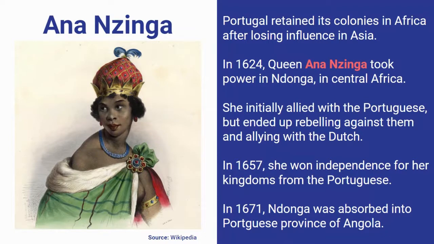In addition to Ndonga, which she took over initially, there was a second kingdom she ended up being in charge of as well. And so she won independence for both of them in 1657. But you see there, just 14 years later, sorry, my math is terrible, 14 years later, at least one of the two of those kingdoms was reabsorbed by Portugal. So there was success, but it was very short-lived.